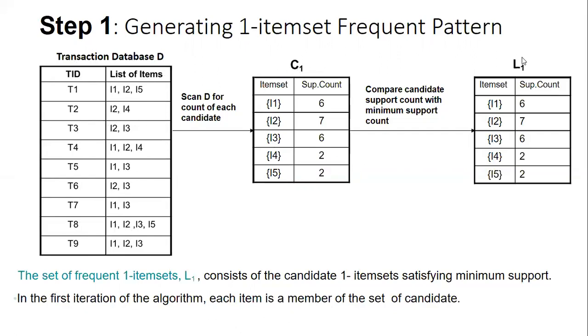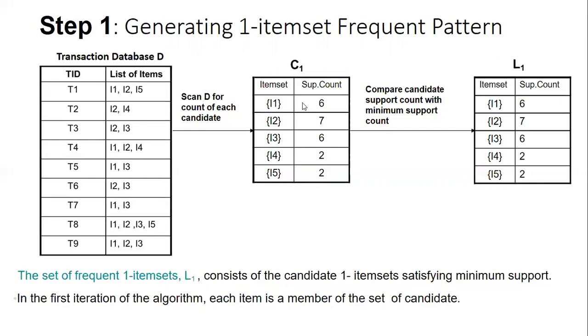C stands for candidate, L stands for frequent item set. As I said, there is a difference between an item set and a frequent item set. An item set is nothing but one or more items. But when I say frequent item set, you should remember that the item set support should be greater than or equal to the minimum support. Here the minimum support value is already given. What is that? 2. So an item having support count greater than or equal to 2 will become a frequent item.